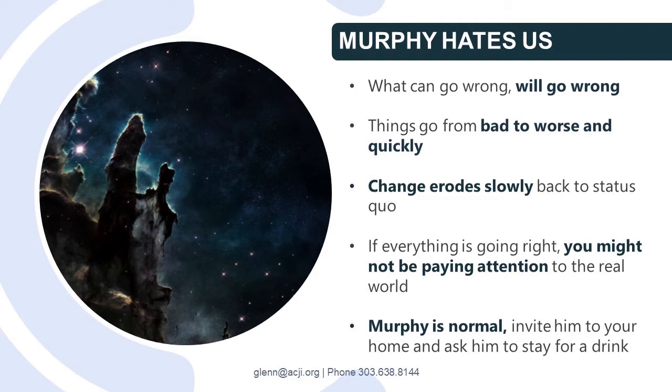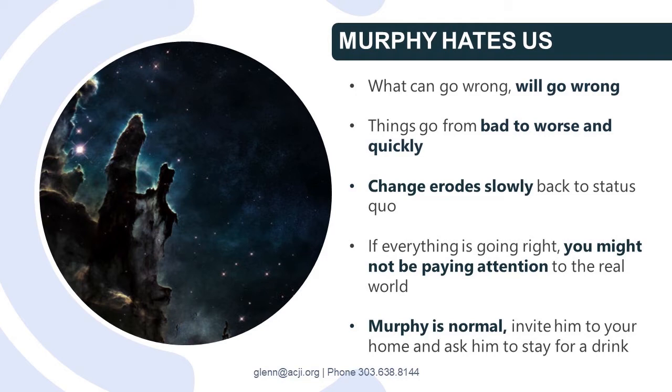As a change leader, we have to really study the real world of what's going on. And if things are going relatively well, we have to almost question it and say, we might not be paying attention. And when things are going right, you have to take that as a signal that I need to study what's happening, study what's going right, and try to find out what's really going wrong. Murphy's normal. We have to invite him to our home and ask him to stay for a drink and dinner and just hang out with him.